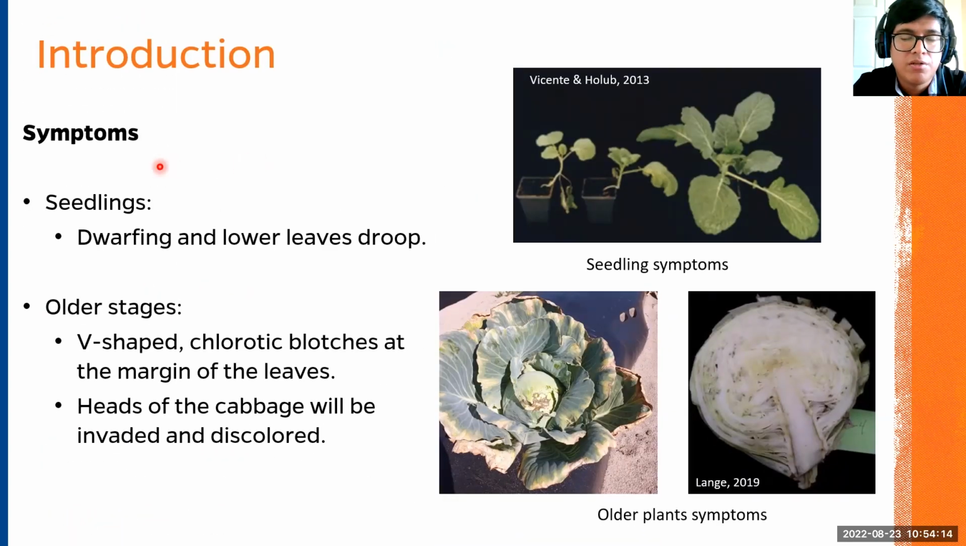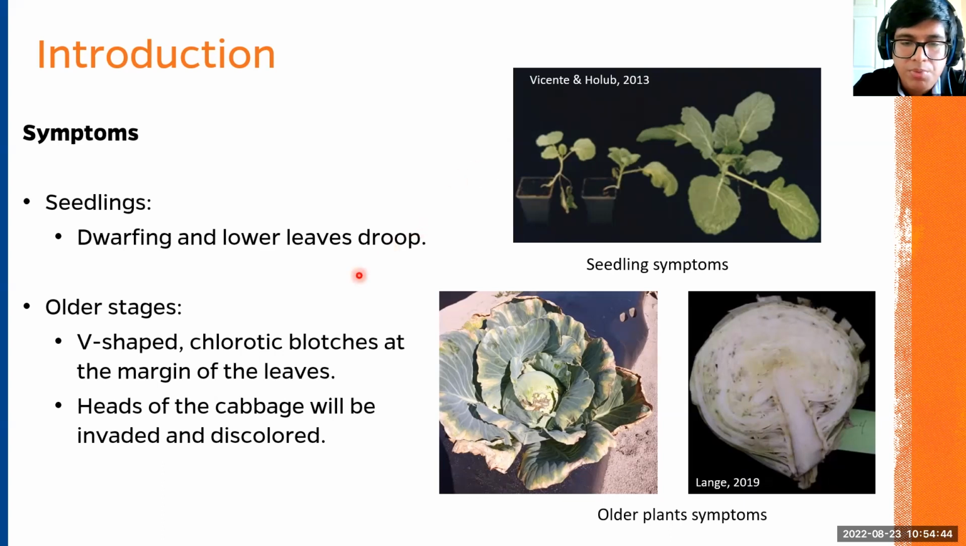Some of the most important symptoms that we can find in cabbage with black rot, I have divided in two: one in the seedlings and the other in the older stages. As you can see in the picture above, on the right is a healthy plant that was not inoculated with XCC, and on the left you see two plants that were inoculated. The characteristic symptom at this stage is dwarfing and lower leaf drop.